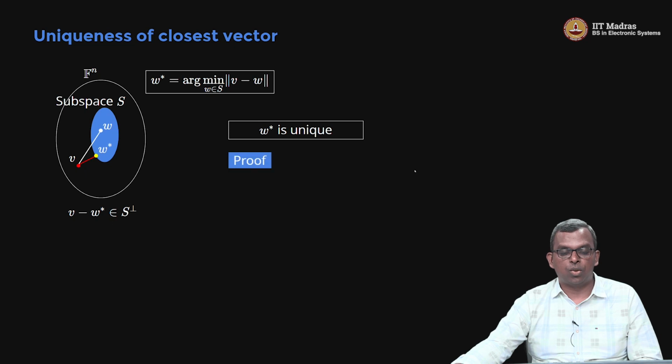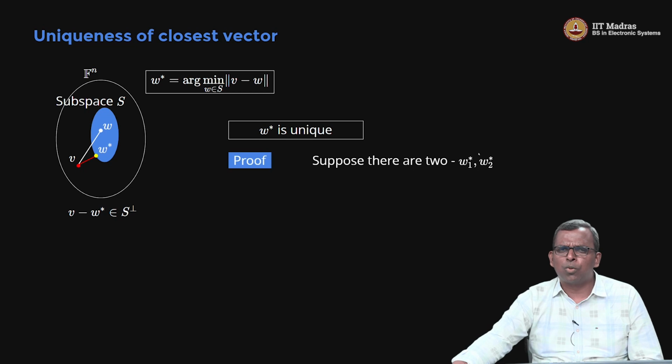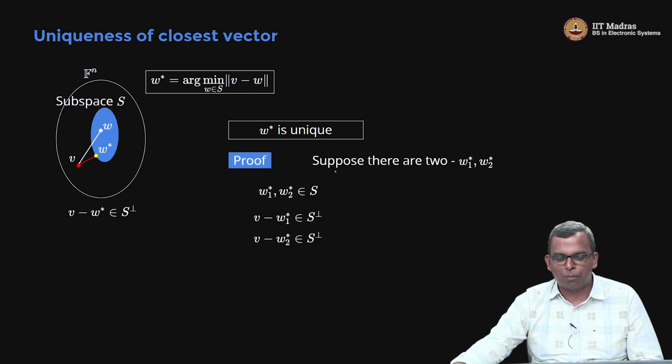Let us show W star is unique. Here is the proof. Suppose there are 2. This is how these uniqueness proofs mostly go. You assume the opposite. You assume there are 2 and then show the 2 have to be equal. So that is what we are going to do also. By contradiction, we will prove it.